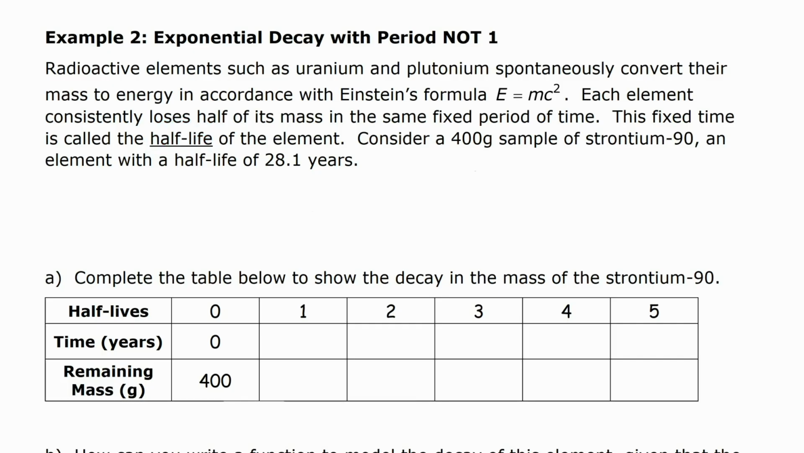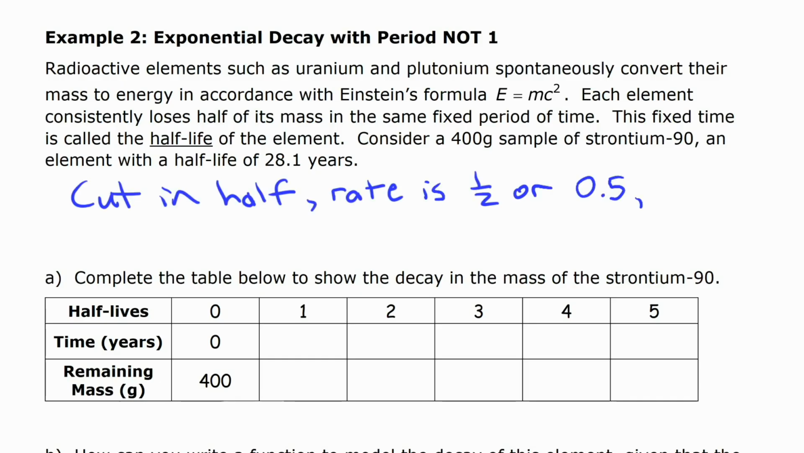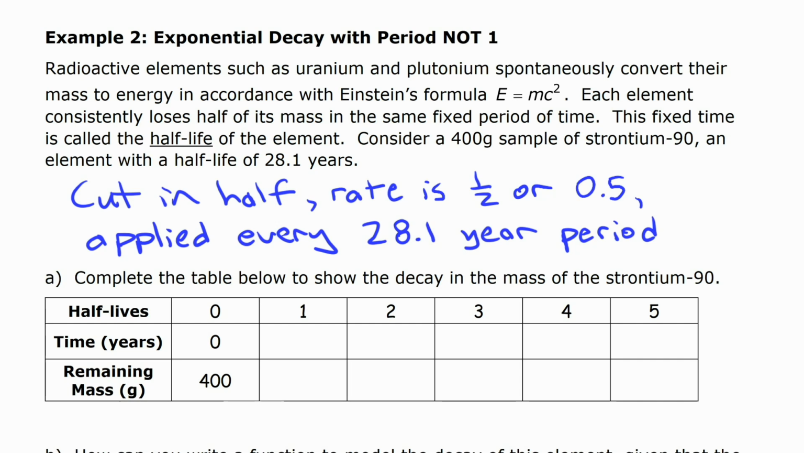And we're going to look at the specific situation of something called strontium-90, and we're going to consider that we have 400 grams of it to start. And strontium-90 has a half-life of 28.1 years. And so what that means is the amount you have gets cut in half. So the rate is 1/2, or you could write it as 0.5. And that rate is applied every 28.1 year period.